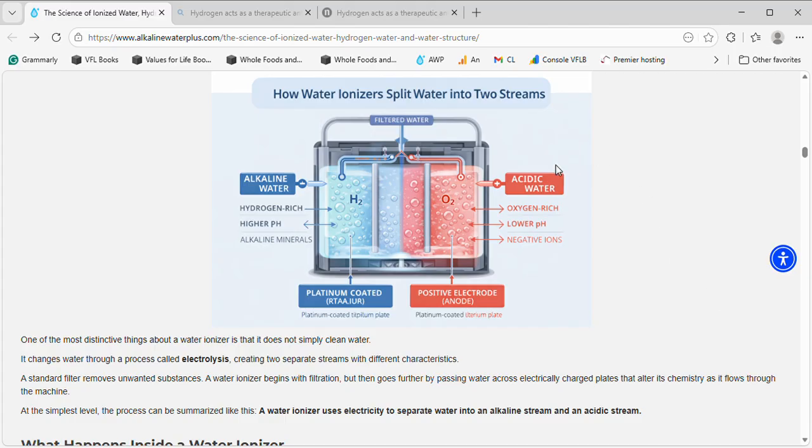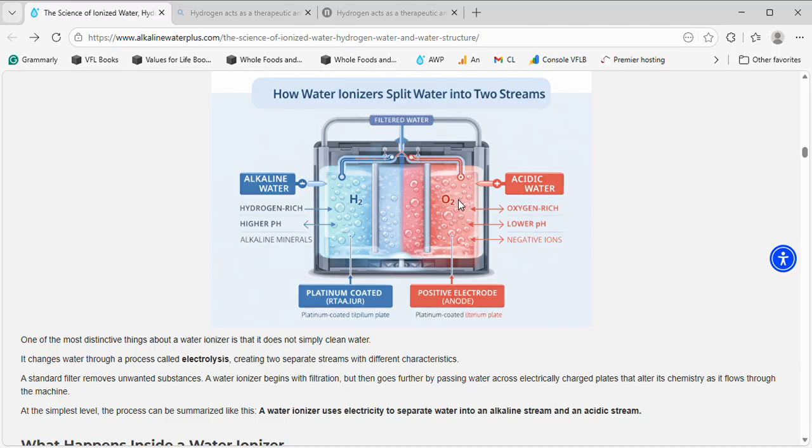Now in this diagram here, you can see filtered water going down through these plates. Here's two plates and it's going down. The alkaline minerals are being pulled over toward the cathode, it's called. It's the negatively charged plate. And then the acidic minerals are pulled over here toward the acidic plate.